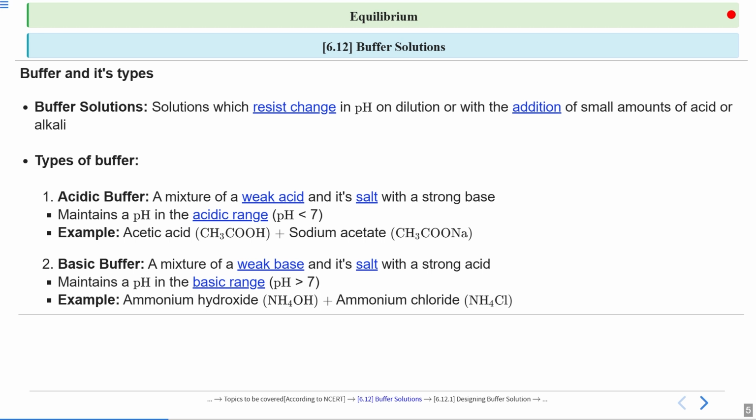Similarly, your basic buffer would contain a mixture of weak base and its salt, and it will maintain a pH greater than 7. Example would be ammonium hydroxide and ammonium chloride.